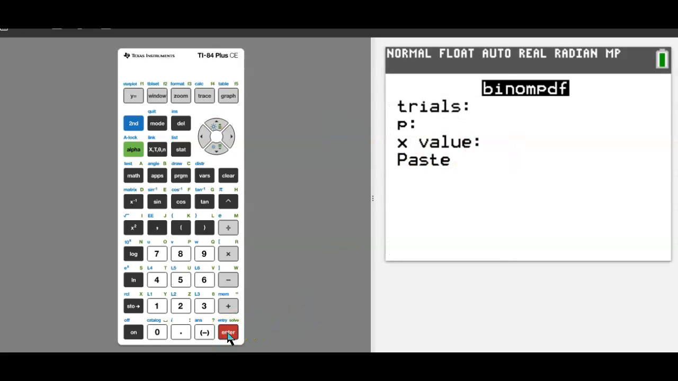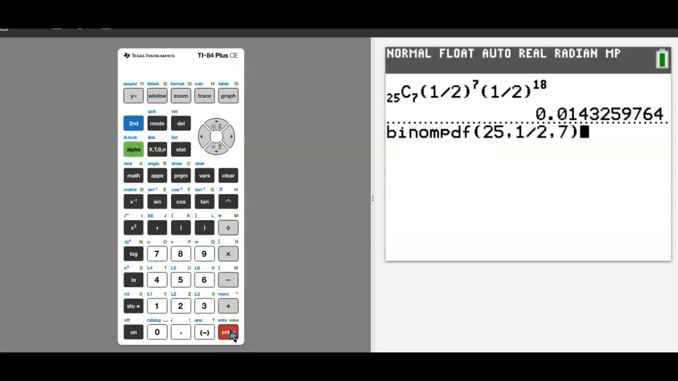Now, the newer calculators make this super easy. How many times are we doing this experiment? 25 times. What's the probability of success? 1/2. And you can put 0.5 there, it's fine. X is how many times we want it to happen, which is 7 times. And then we just hit enter a couple times, okay?